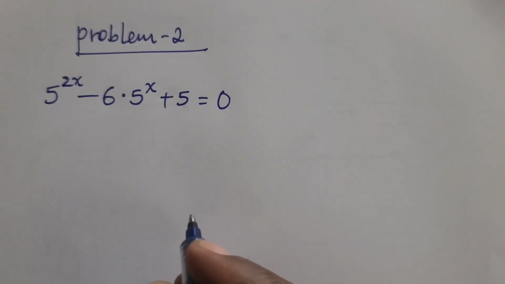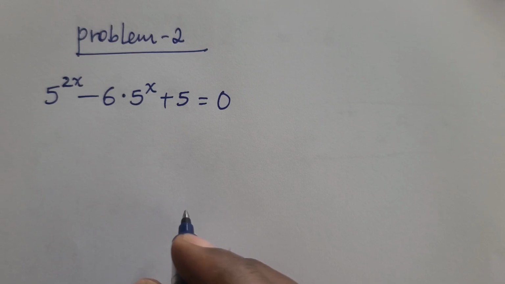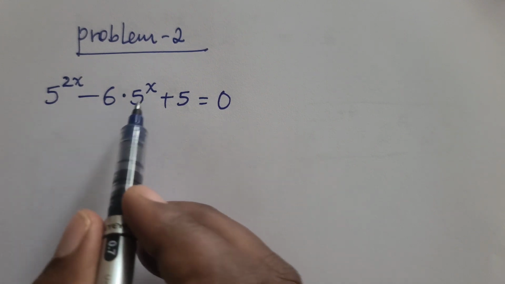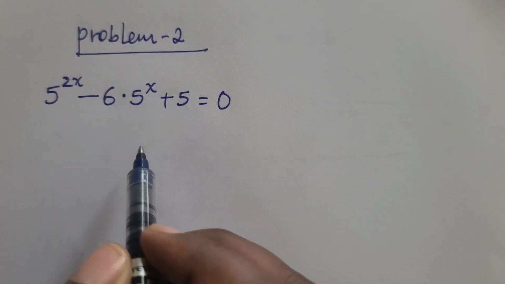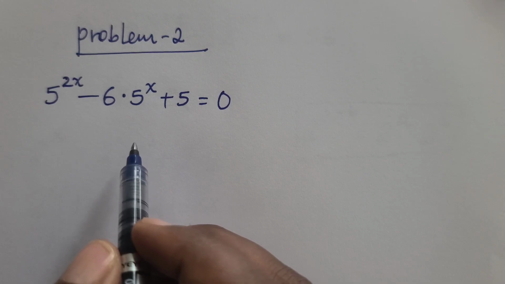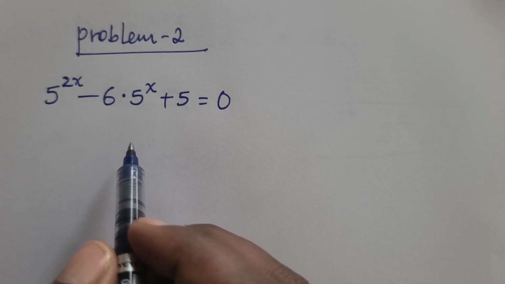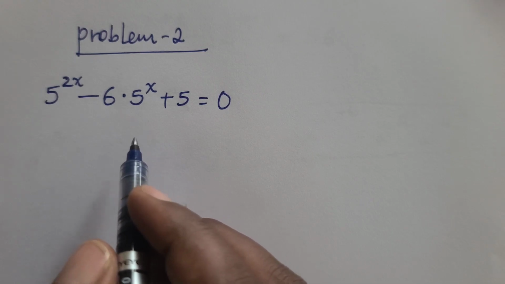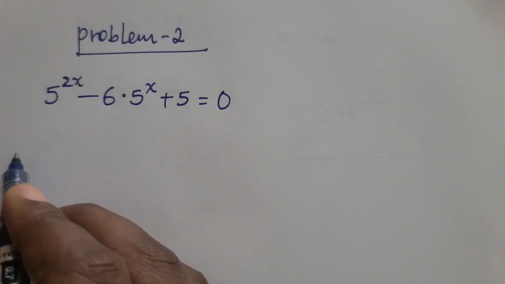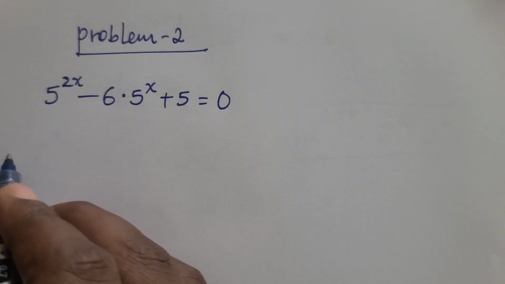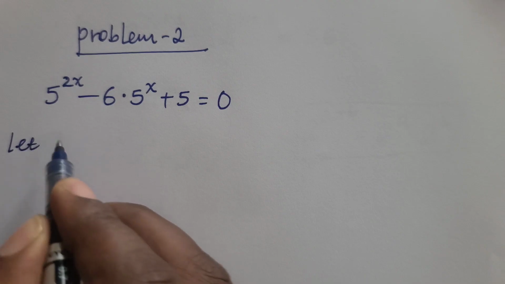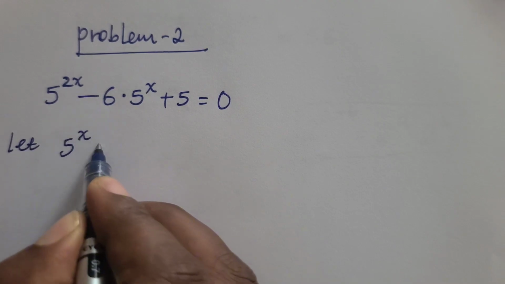Here is another problem, that is 5^(2x) minus 6 times 5^x plus 5 equals 0. As you see here, 5^(2x) and 5^x. It seems this exponential equation is a type of quadratic equation. Therefore, let 5^x equal y.